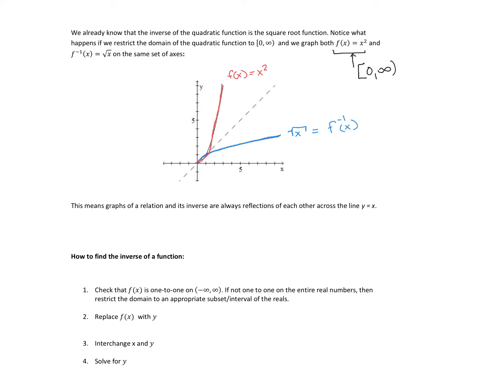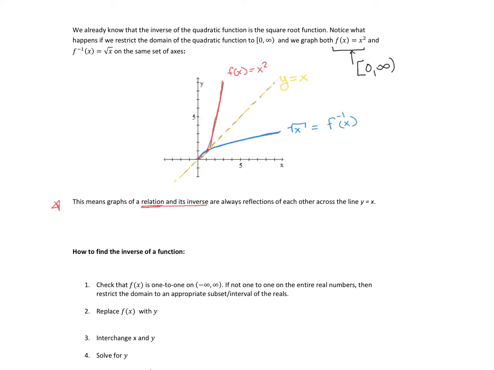And what you should notice is that these are reflections over this dotted line here, which is the line y equals x. It turns out that the graph of a relation and its inverse are always reflections of each other across the line y equals x. And typically we're only working with functions, which of course are just special relations.